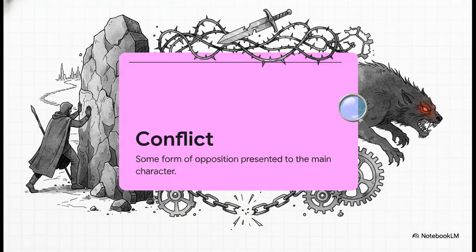But a protagonist just sitting around with nothing to do? That's not really a story. It's more like a painting. They need a problem, something to push against. And that, my friends, is conflict. It's the engine that drives the whole narrative forward. It's the struggle, the big obstacle. Seriously, without conflict, you've got no tension, no stakes, and basically no story.